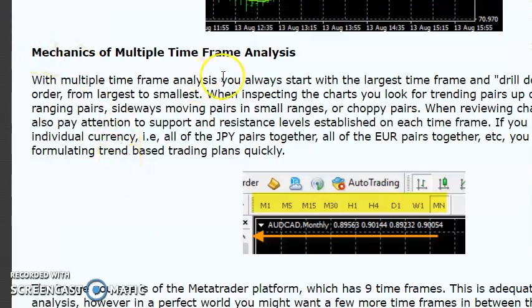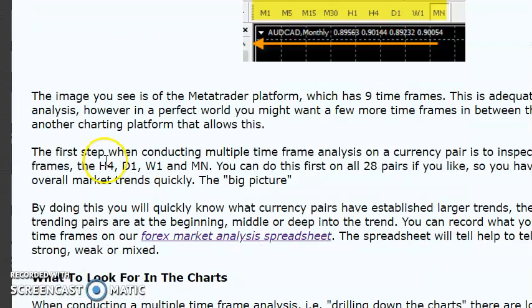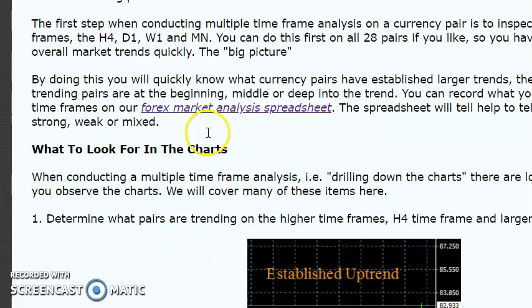So the mechanics of multiple time frame analysis are simple. You always start with the highest time frame, which is the MN time frame, and you work backwards through the time frames, and you're going to get a lot of information. Even if you look at the four biggest time frames right here, you'll have a pretty good idea of what currencies are strong and weak, and which currency pairs are trending or ranging. Then you'll have a real good idea of how to start preparing your trading plans.